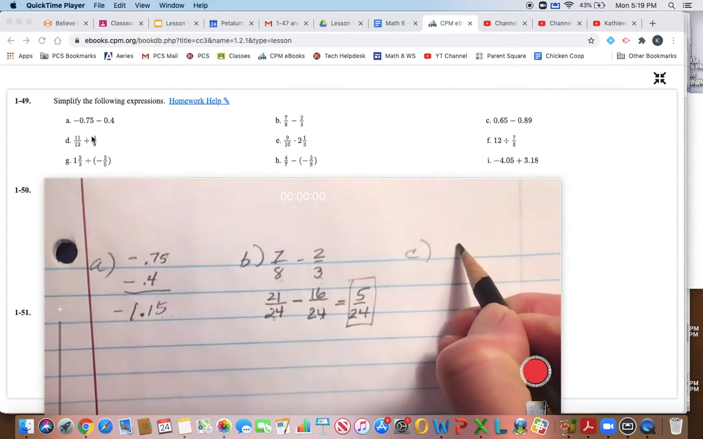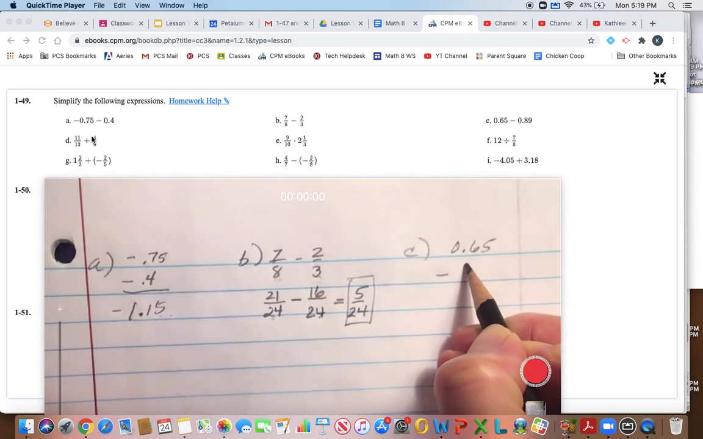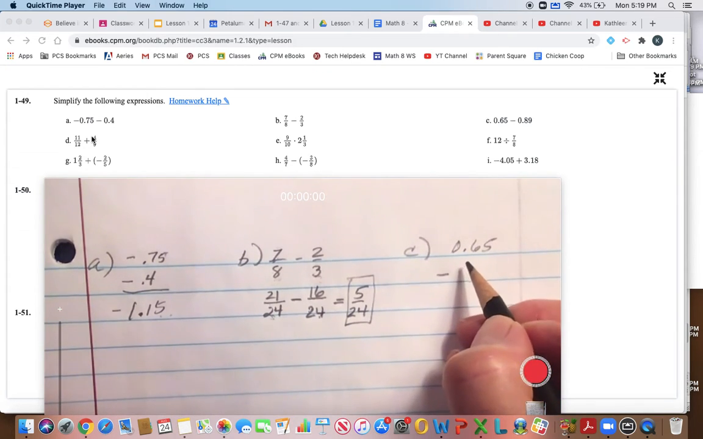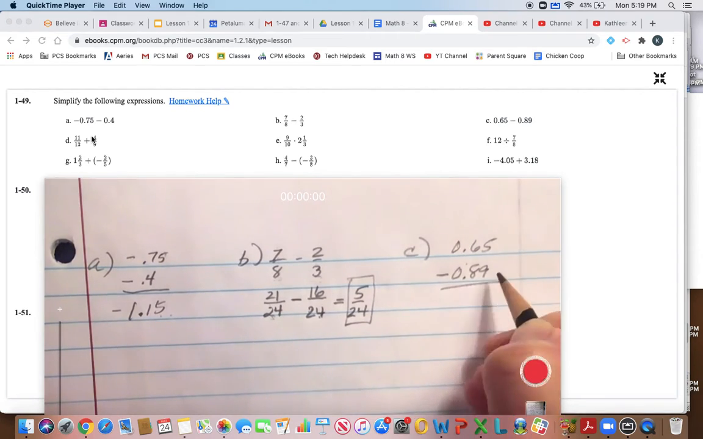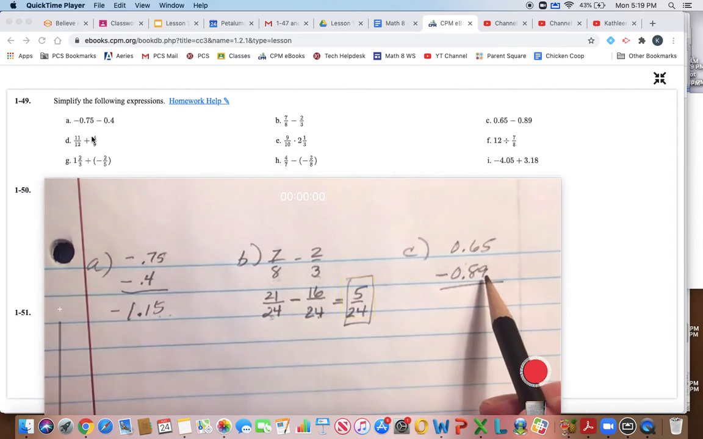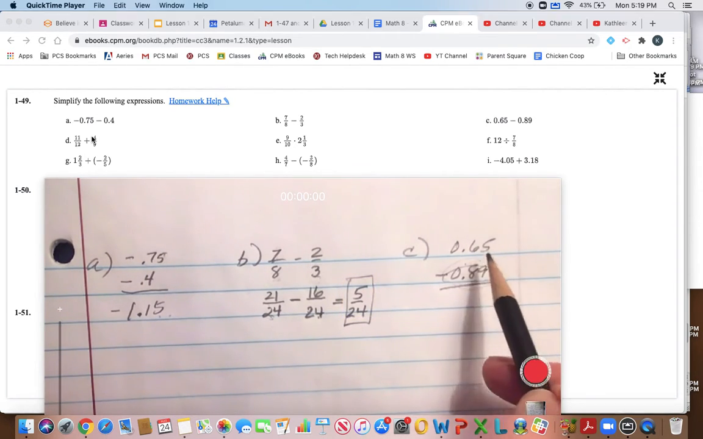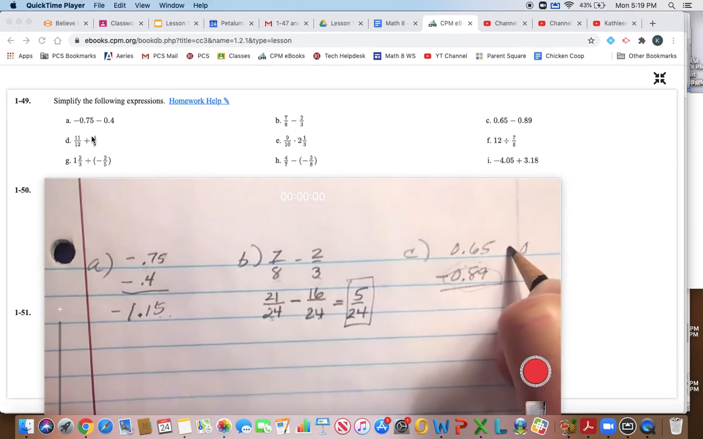And so I'm going to write 0.65 minus, and I'm lining up because we're adding and subtracting, 0.89. So I'm lining those up, but wow, it turns out that the negative number is bigger than the positive number. So maybe I should have written it like this.